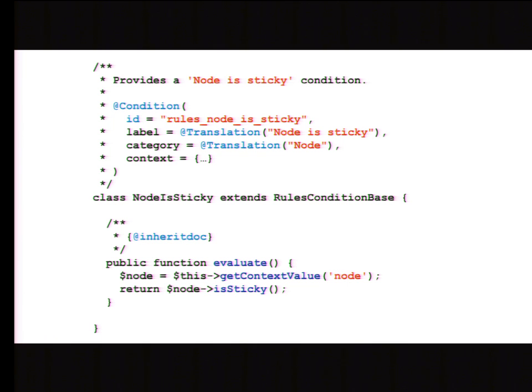And for simple conditions like this condition for nodes, we just have to implement the evaluate method. What we try to check here is if the node is sticky, which means it gets placed on the front page, for example, in some special place. So we get the node from context. This is also one important concept of Drupal 8 and rules specifically, that any context, any parameter this action needs gets set on this object before the evaluate method is invoked, and then we can conveniently access it here and do something. We just call the isSticky method in this case and then return true or false. And that's basically it for implementing a condition.